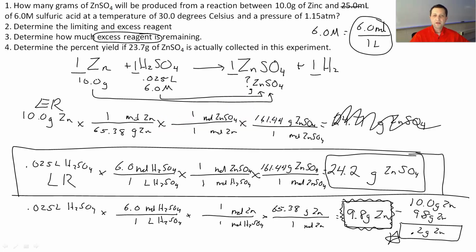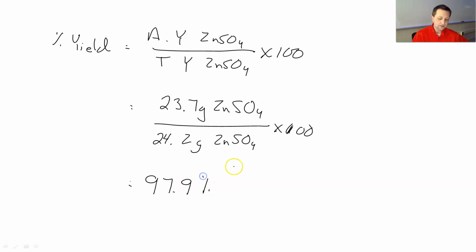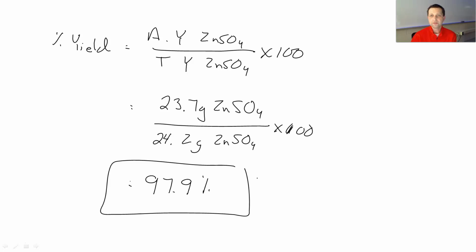And, this is mostly done for us here. I need the theoretical amount of zinc sulfate I should produce. The theoretical amount is going to be right here. We already solved for it. Okay, so the theoretical amount is 24.2 grams of ZnSO4. 24.2 times 100. Oops, forgot that here. And you get a final answer to 3 sig figs, if you do it correctly, of 97.9% yield. That is really good, right?